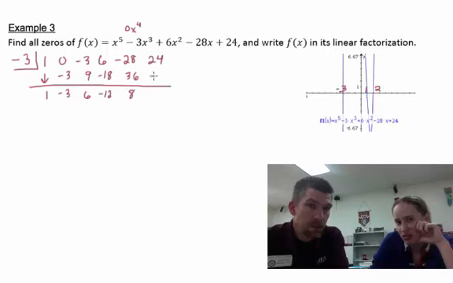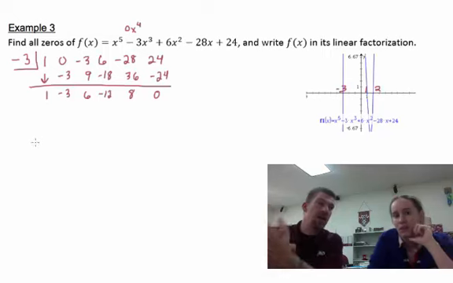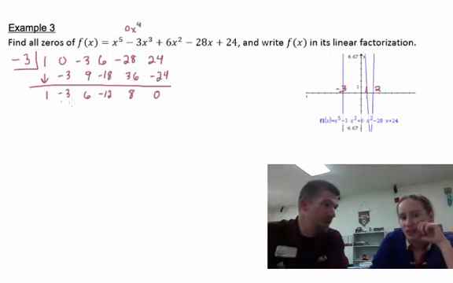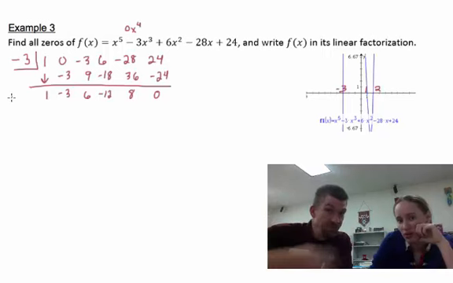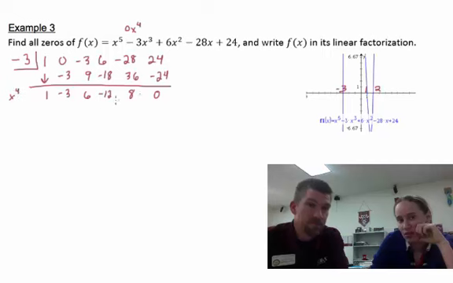That's a positive 8. Negative 24. 0. Boom. So now we started with an x to the 5th, so if we rewrite this, it would be x to the 4th. Just keep that in mind. But now we're going to do synthetic division again. Let's use 1.